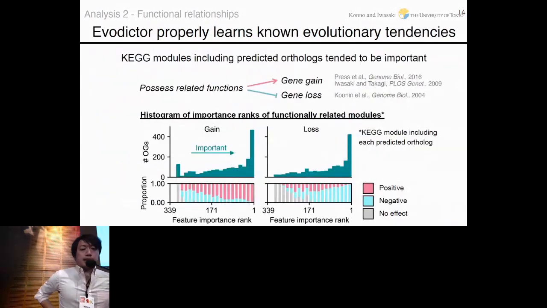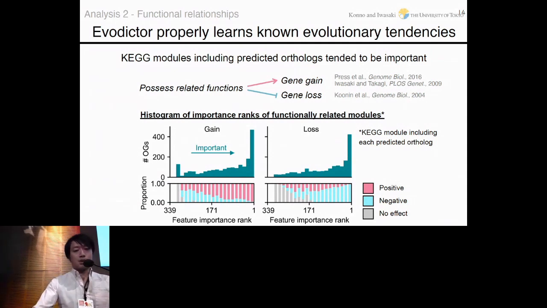So a simple hypothesis would be that if there is a gene that has a related role, related function, it's more likely that a gene that has a related function will be gained. And vice versa, if a gene which is expected to function together is absent in a parent node, it is expected that the gene will be lost in future. So this is actually confirmed in our dataset.